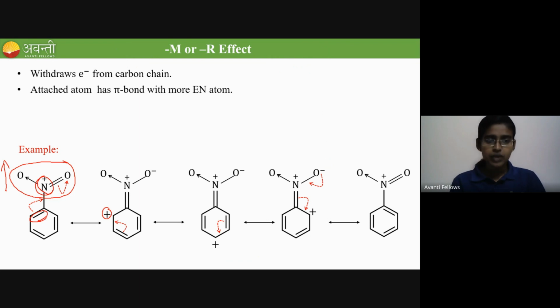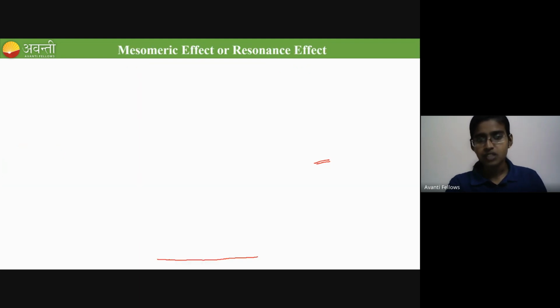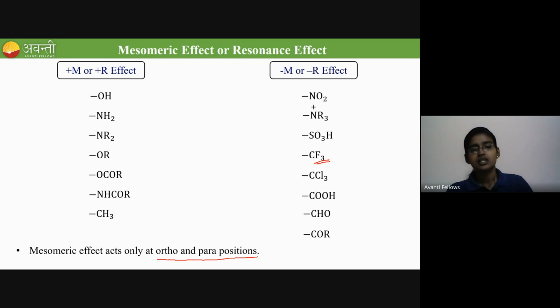Okay. Now you can see the positive charge is delocalizing on the ortho and para positions. In the last case also, you can see the negative charge would have delocalized only at ortho and para, not at meta. So the mesomeric effect is acting only at ortho and para positions. This is a very important point. You have to take a note of it. Okay. So this is about the mesomeric effect.